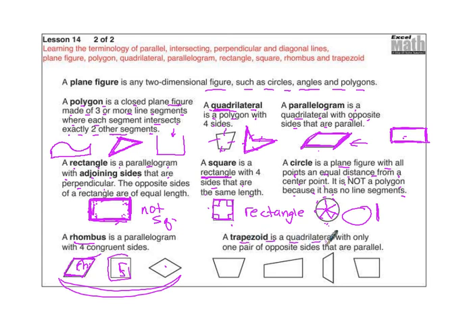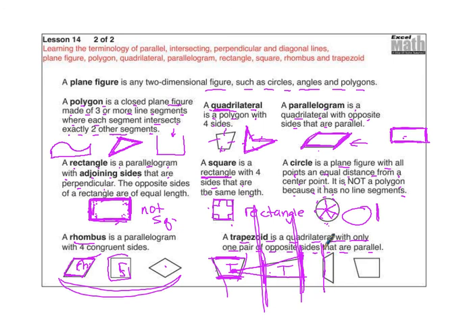A trapezoid is a quadrilateral with only 1 pair of opposite sides that are parallel. So here's a quadrilateral, it's got 4 sides. This side is parallel to this side, but this side and this side are not. So that makes that a trapezoid. And this shape, this side is parallel to that side. You can see that that would form like railroad tracks. But this side and this side are not parallel. They would meet out here somewhere, and so that makes that a trapezoid as well.